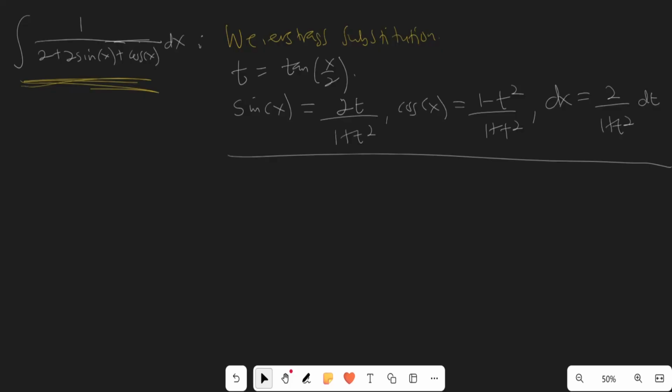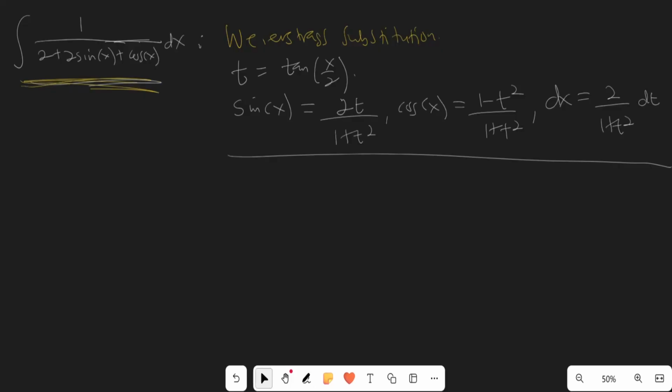So with that, we can use these expressions for these trig identities, plug them into our integral function, and turn this integral into an integral of a rational function, which would be relatively easier to integrate than this function.